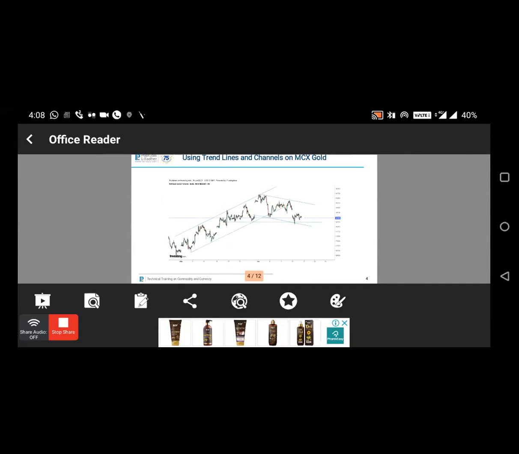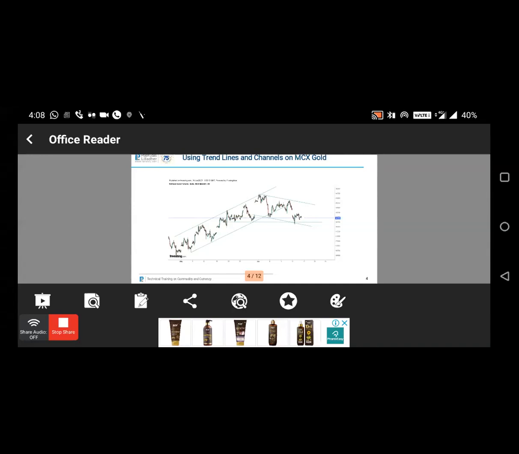After that, once that bottom is broken and it started moving in lower high, lower low fashion, see the falling trend line I have drawn. This is how a trend line and channels I have drawn on gold, which can give you a fair amount of understanding of how markets are moving and what the trend of the market is. I hope I'm very clear on this.